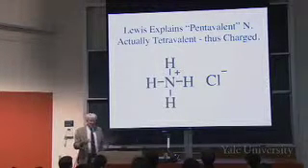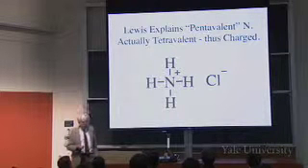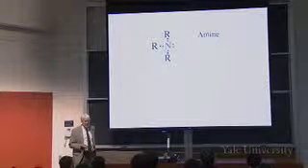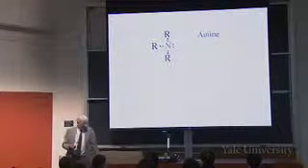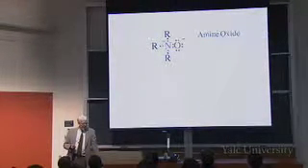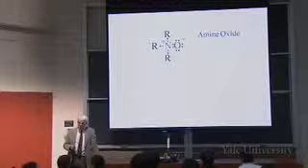Tetravalent nitrogen is plus, so there's just a Coulombic attraction between ammonium and chloride. So that's a great contribution. Now there are other things you can understand in terms of Lewis structures. Like you have an amine, and it can react with an oxygen to give an amine oxide, which is positive on nitrogen, negative on oxygen.